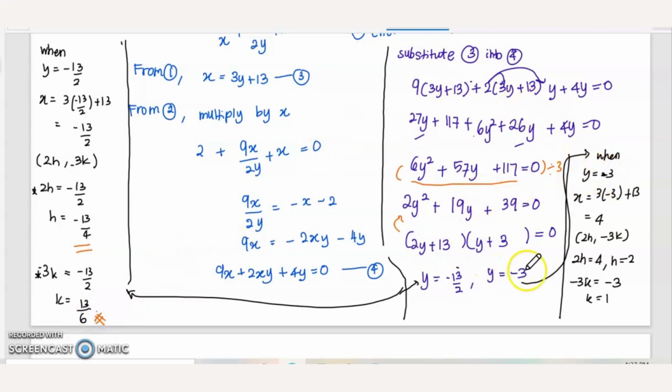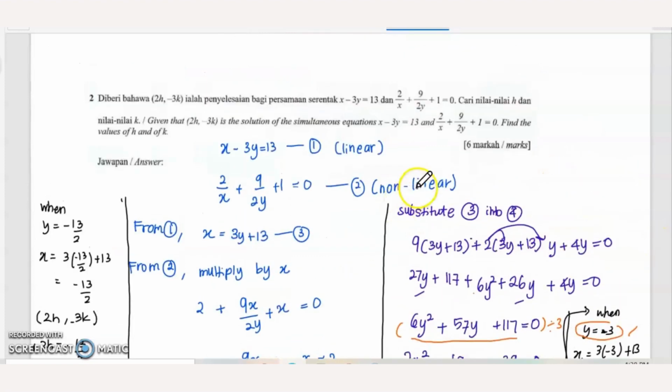Okay, so next we go to the second value of y. Okay, when y equal to 3, so we get x equal to 4. And then we substitute into the expression 2h for the value of x. And we get h equal to 2. And we equate negative 3 to the negative 3k. And then we get k equal to 1. So that is the answer for question number 2. So we get to question number 3.